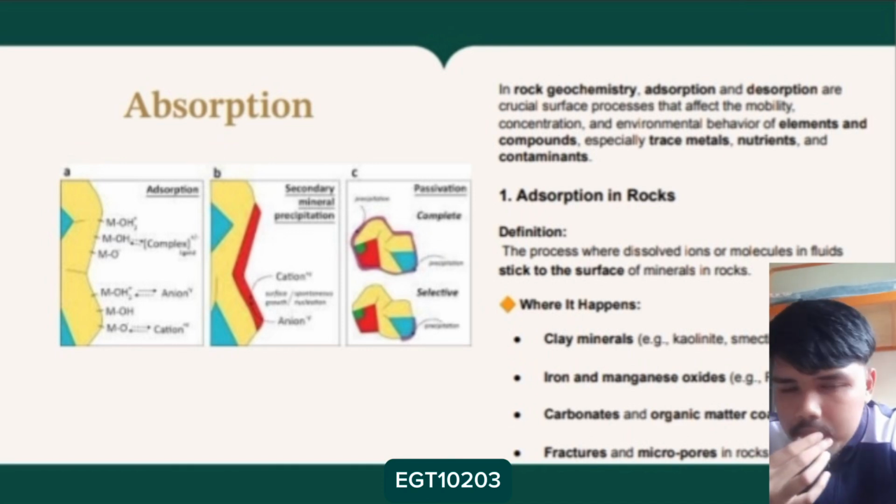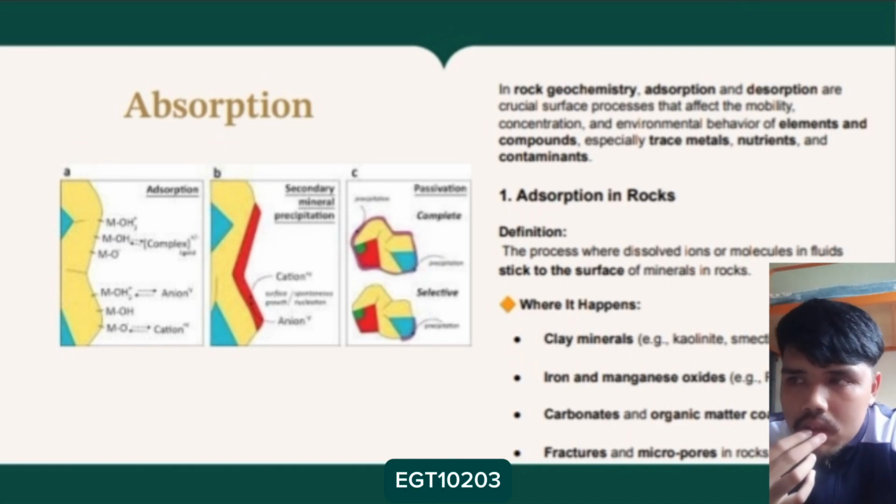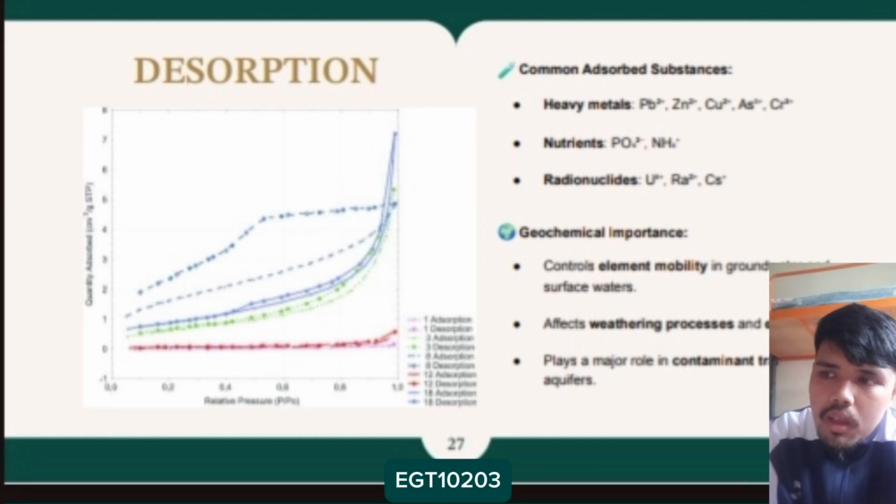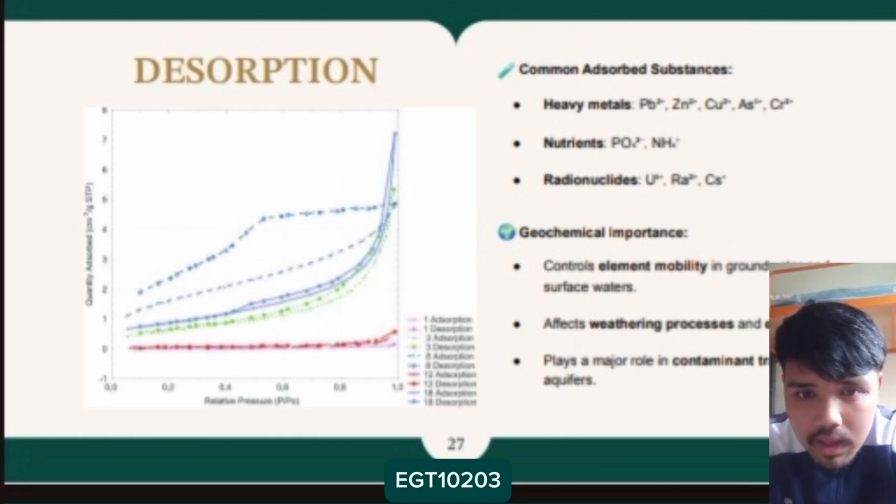Next, desorption. Commonly adsorbed substances: the first one is heavy metals, second nutrients, and the third radionuclides. The geochemical importance for this part is that it controls element mobility in groundwater and surface waters, affects weathering processes and element cycling, and plays a major role in contaminant transport in rock aquifers.